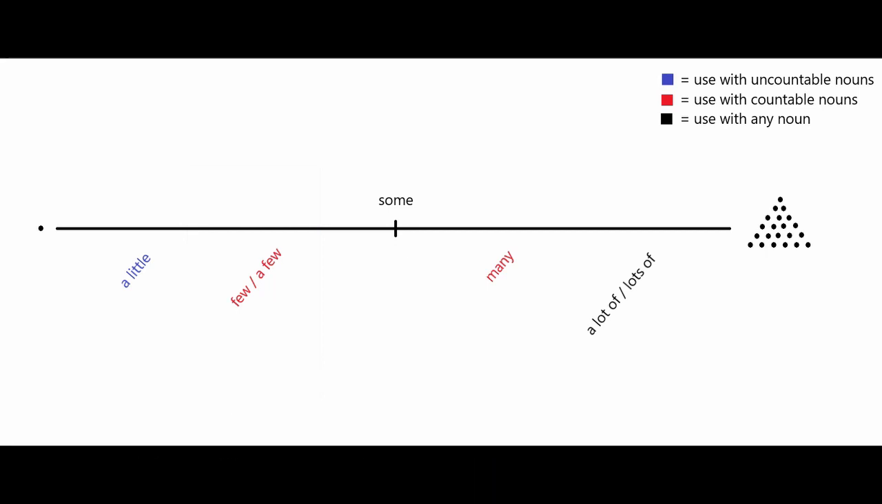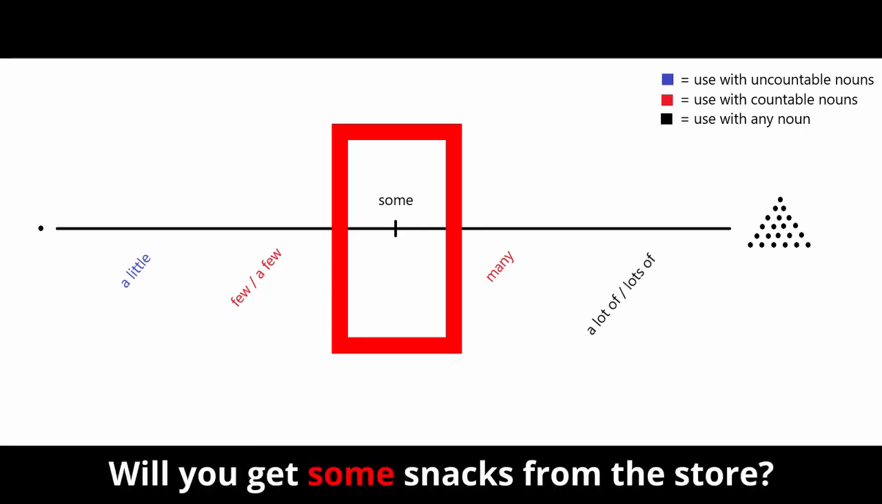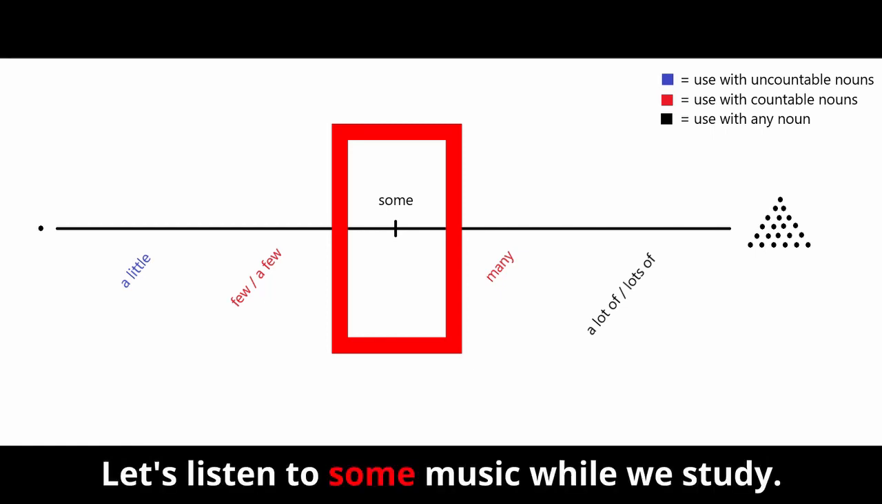In the middle is the adjective some. This is an adjective that implies that there is a medium or average amount of something. Some can also be used with any type of noun. Here are some examples. Will you get some snacks from the store? Let's listen to some music while we study.